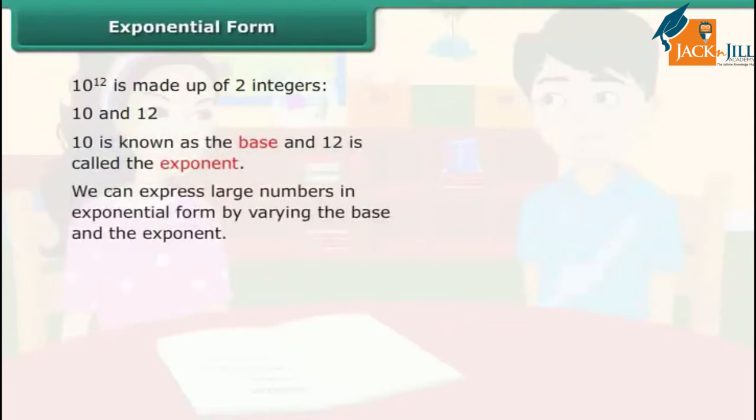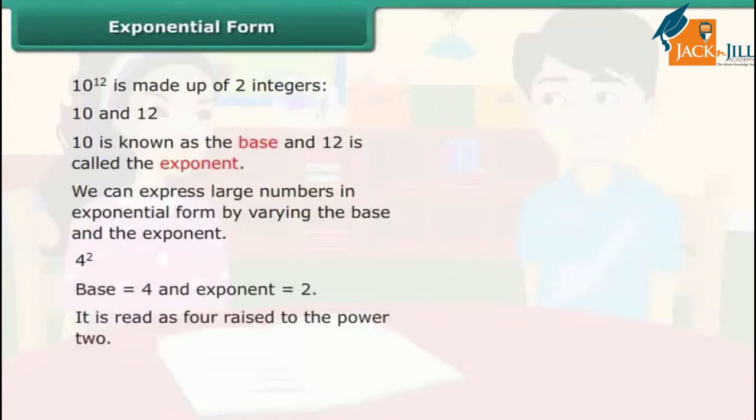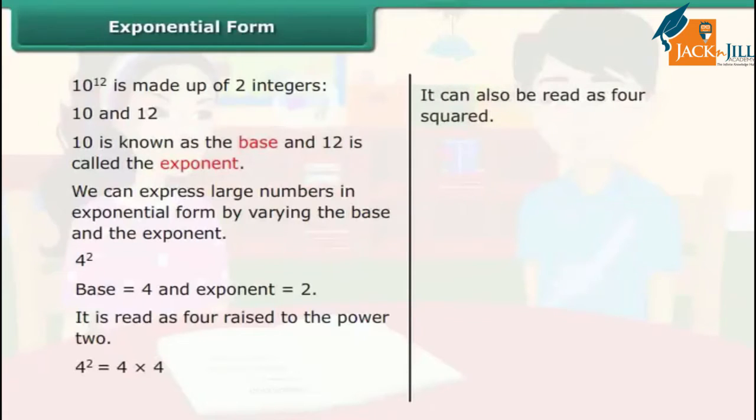We can express large numbers in exponential form by varying the base and the exponent. Look at this number expressed in exponential form. Base is 4, and exponent is 2. It is read as 4 raised to the power 2. 4 raised to the power 2 is nothing but 4 into 4. Hence, it is also read as 4 squared.